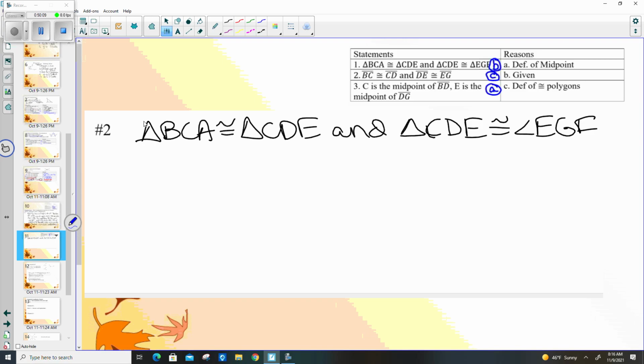The next statement said definition of congruent polygons. But we don't write the word definition. What do we know since the triangles are congruent? What was our next statement? What was statement 2? Again, it's on the previous page for you. It's up on the smartboard also. What was statement 2?